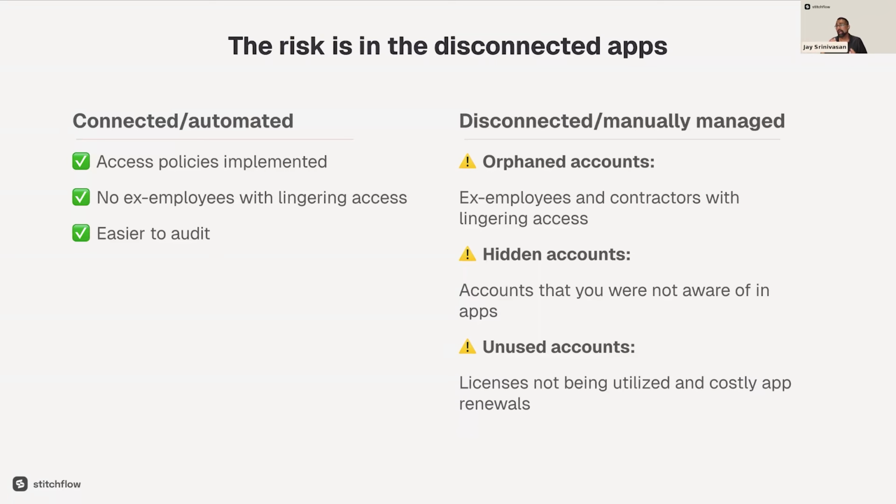new company. Another bucket of risk in disconnected applications is what we call hidden accounts. An orphaned account is when there's an ex-employee that you know of that still has access. A hidden account is an account that you don't even know about. They're not part of your identity provider. They're not part of your HRIS. Somebody essentially sideloaded a user, for example, a contractor or someone, into a system, and you're not even aware of that. Those are what we call hidden accounts.